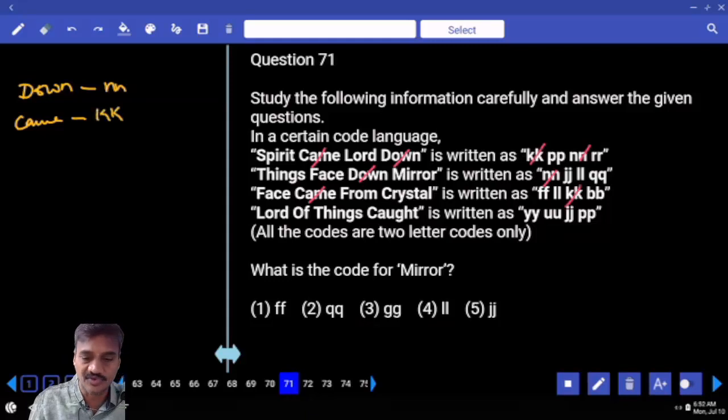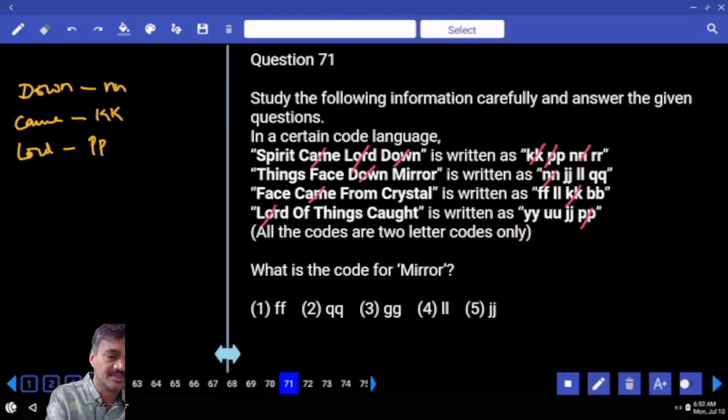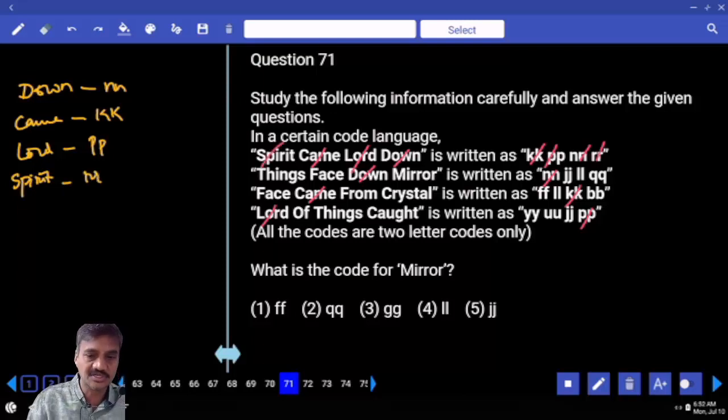Then if you compare 1 and 4, spirit and lord, lord is the word that is common between the first and the fourth. The code that is common is P. And the code to the word lord is P. Then next one, spirit. Now in this word spirit, what is its code? Its code is RR. The code given to the word spirit is R and R.